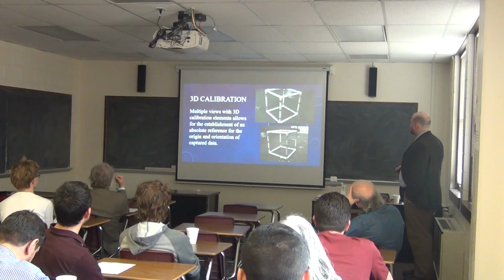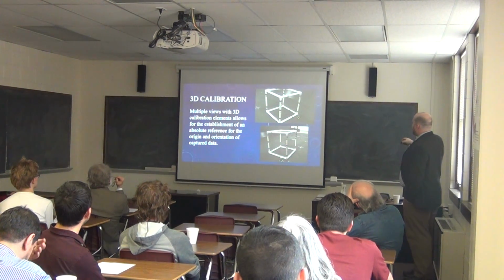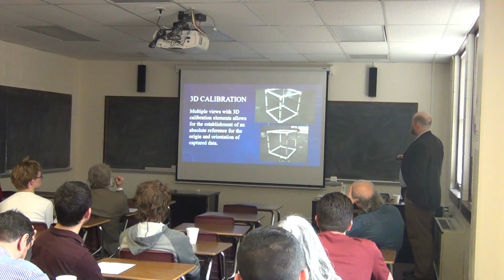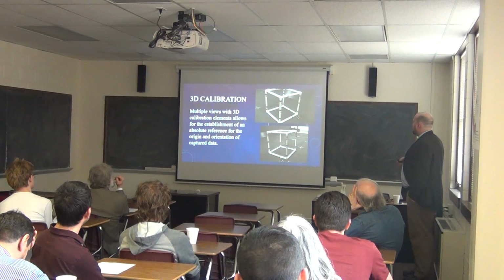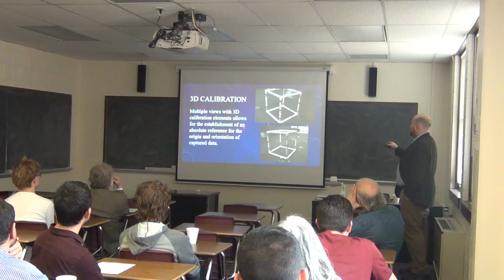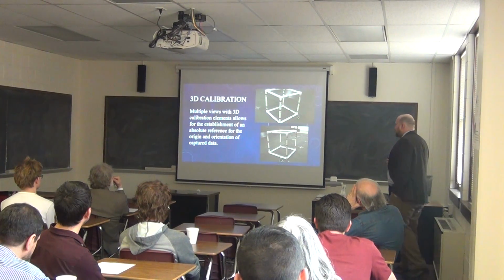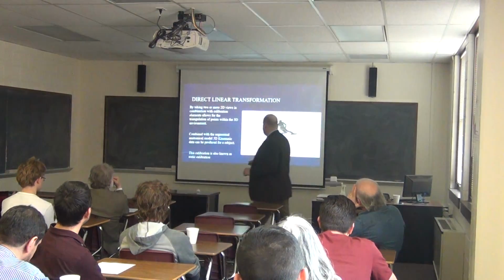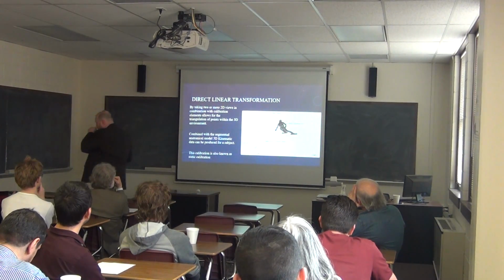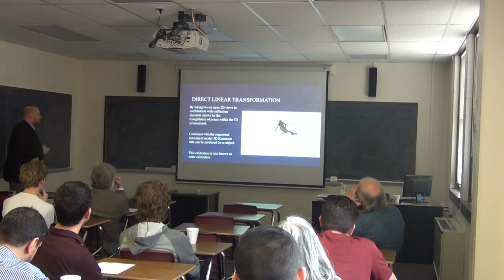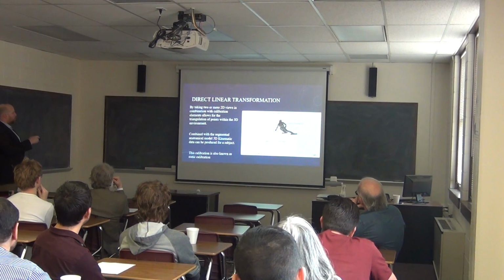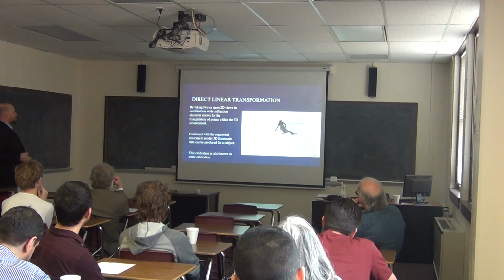exist in three-dimensional space, so it'll know that exists at whatever three-dimensional coordinates, and then again there. What that allows us to do is it provides an absolute reference for the origin and orientation of any of the captured data. That then allows us to perform something called a direct linear transformation.